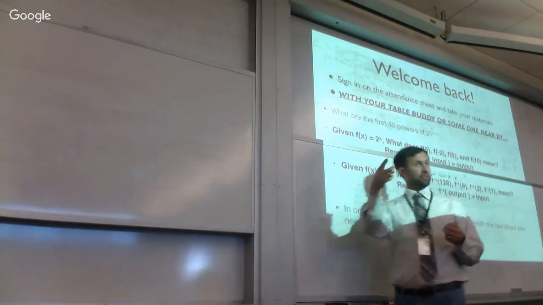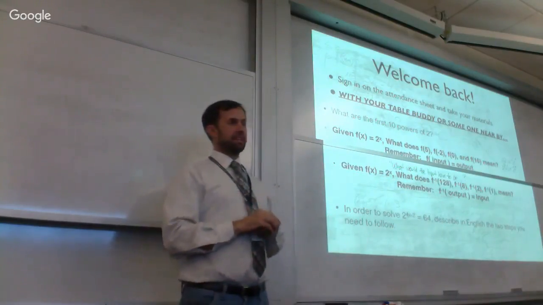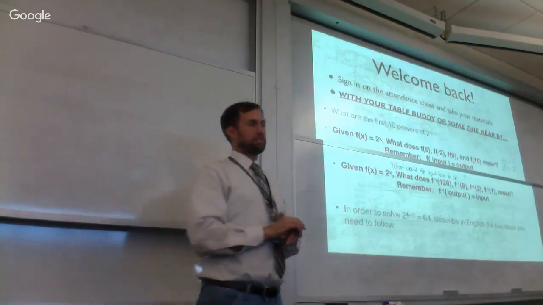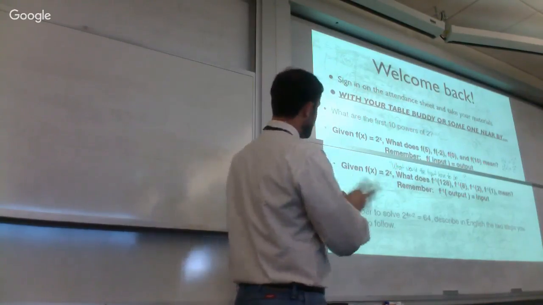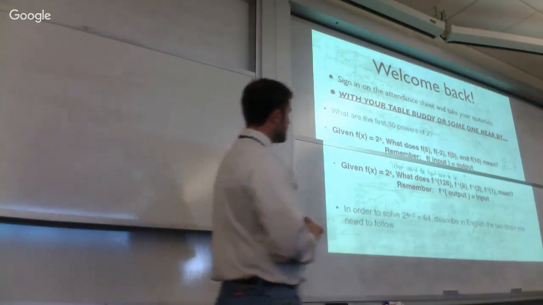128 times 2? 256, and then times 2 again? 512. Is that it? Oh, one more? Okay, so after 512 times 2, 1,024. So the first 10 powers of 2 take you up to 1,000. Okay. Now, how about the second one?